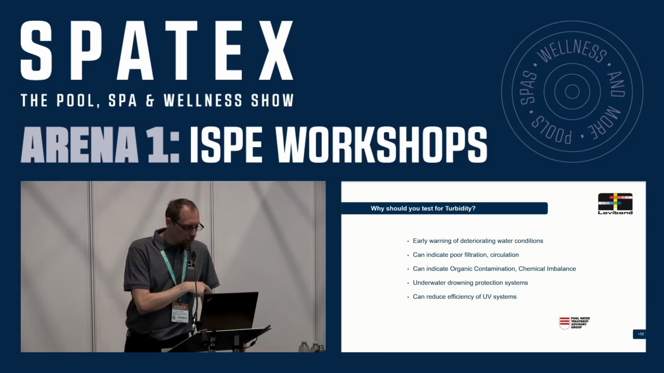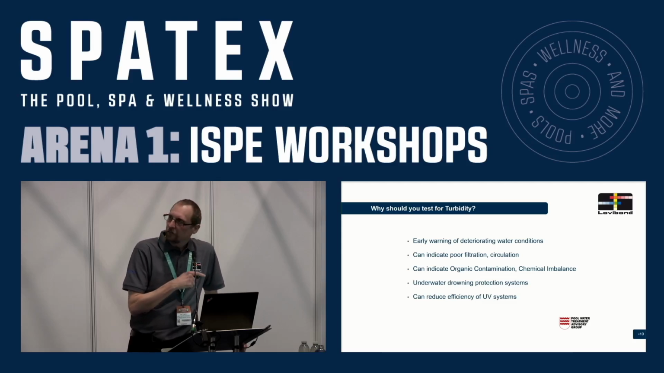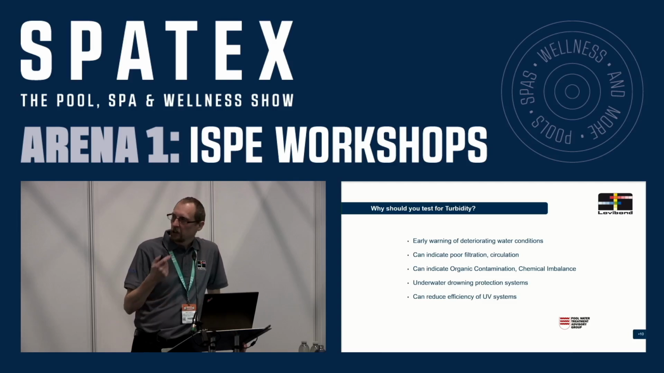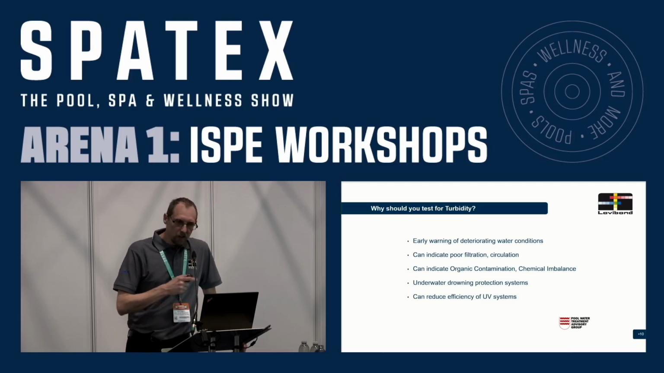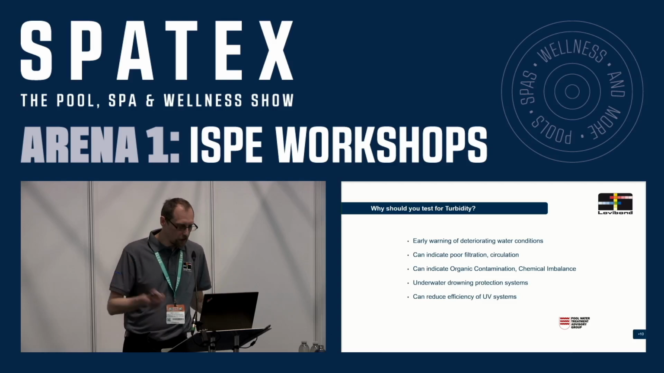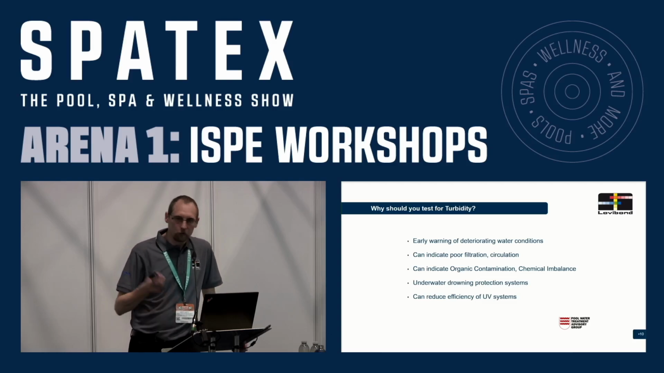One of the things that I read in the PUTAG book was about underwater drowning protection systems, which I've not really come across much before, but it says that it's important that these are checked for turbidity because they rely on a good turbidity to work correctly. And also if you've got UV disinfection systems, if you've got suspended particles in your water, that can scatter the light and render the UV systems not as good as they should be working.